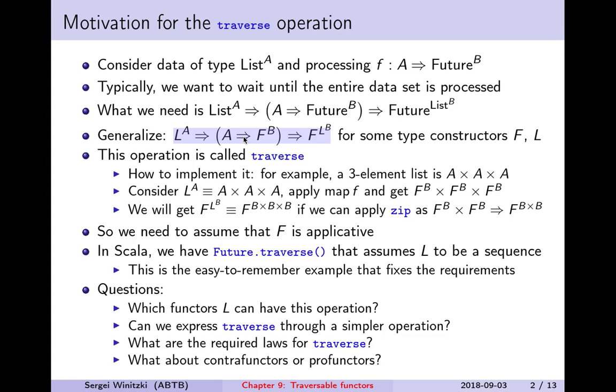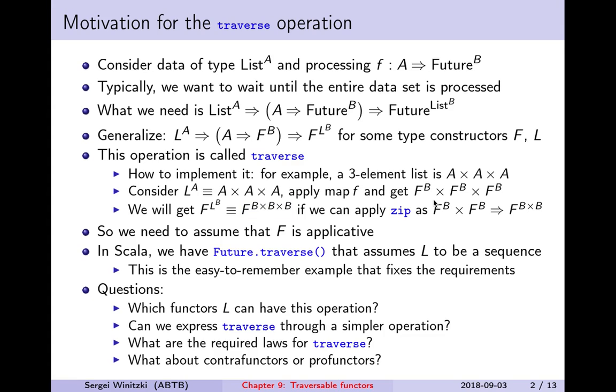So this operation can be implemented, for instance, if L is this type constructor, then what can we do in order to implement this operation? Well, clearly we have an LA, and we can apply map f. So f is this function. We can apply map f, and the result will be this. Now, in other words, we have not what we want. What we want is FLB, which would be this. So how can we get f of a triple from a triple of f's?